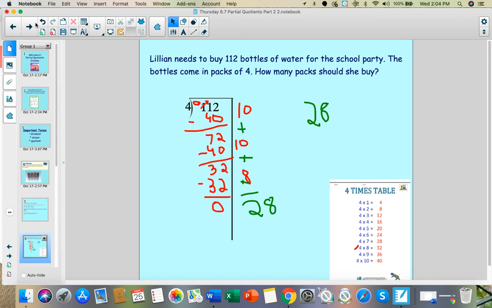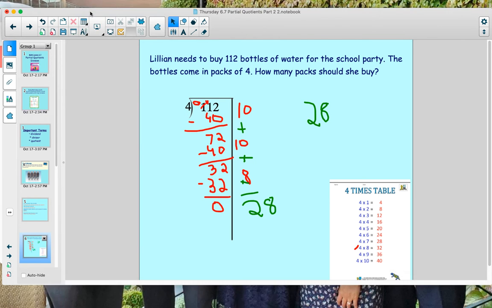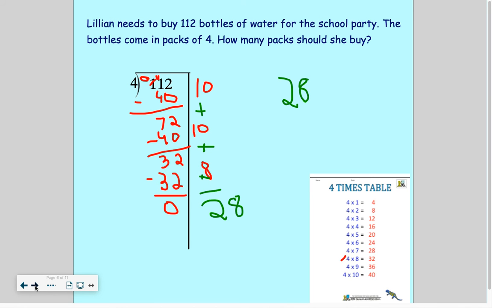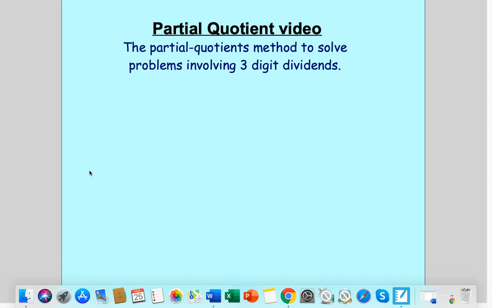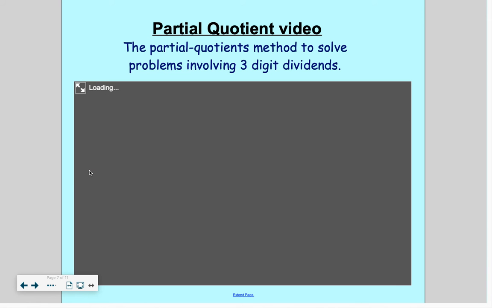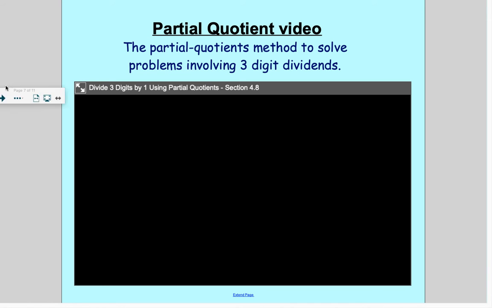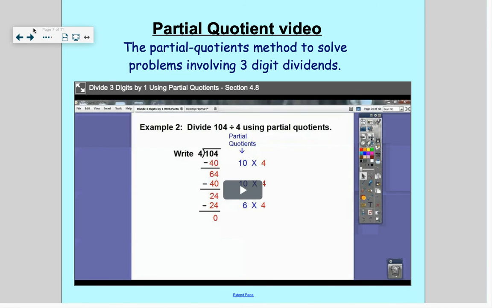Okay, now what we're going to do is we're going to watch a video. In this partial quotient video, this gentleman solves it in a really nice method. You can keep listening to it, pausing it. We're going to listen to only one of his problems, and then we're going to try and solve another problem on our own. Okay, so let's start.